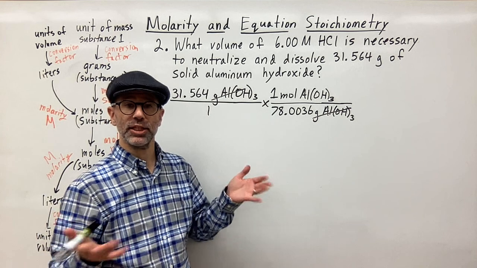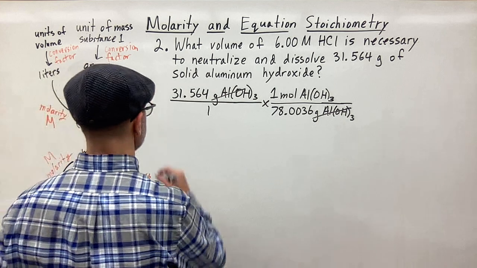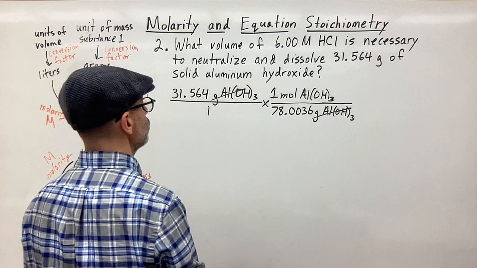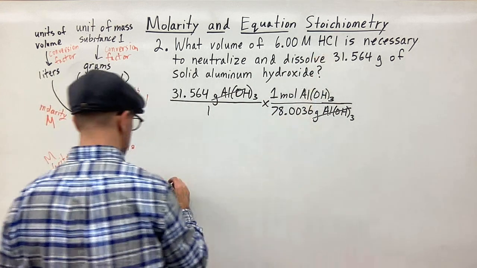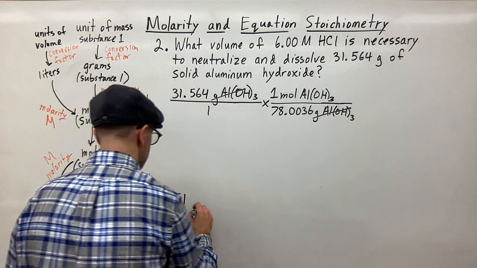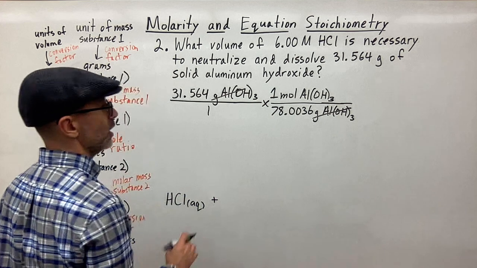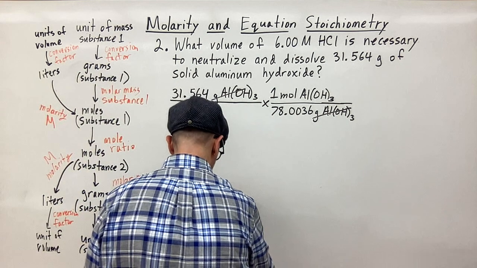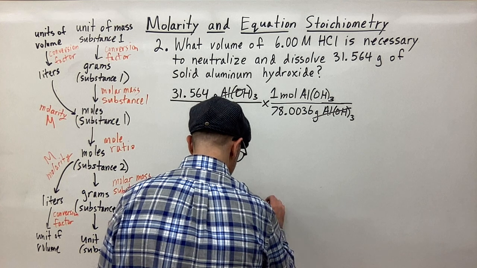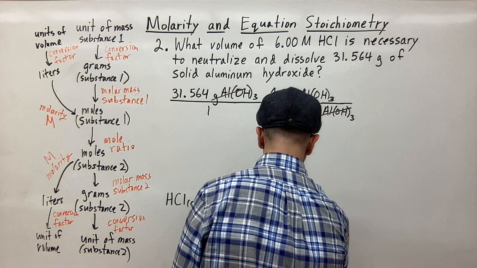But we need a balanced equation. I totally forgot. So we're going to need a balanced equation. We're going to start with the reactants. We have HCl as one reactant, I'll write it down here. HCl, that's going to be aqueous, plus aluminum hydroxide, Al(OH)3, that's going to be a solid. And that's going to form a couple of products.